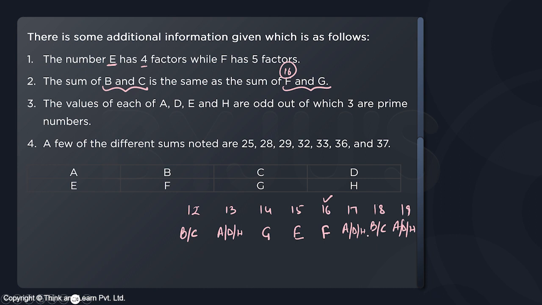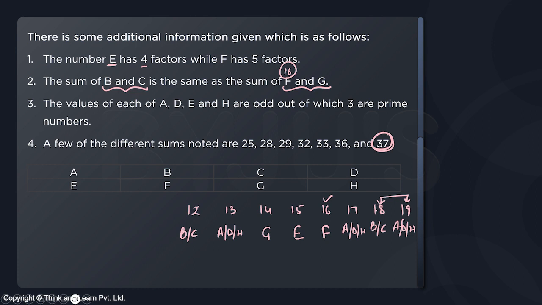How do I know now which one is BC, which one is ADH? Let's start talking about them. A few of the different sums noted are these. I am going to the largest sum currently. The largest sum is 37. How is that formed? It is formed by 18 plus 19. 18 plus 19 is 37.